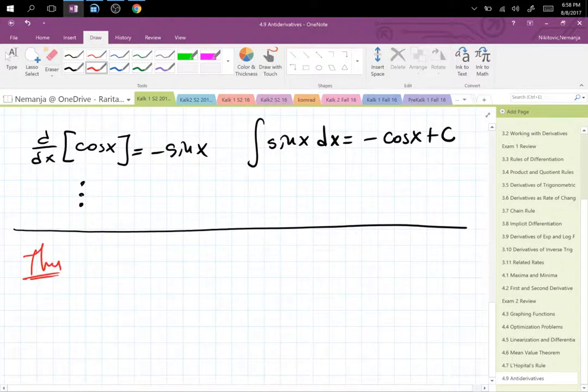These are important formulas. Integral of c times f of x dx. You can kick c outside.